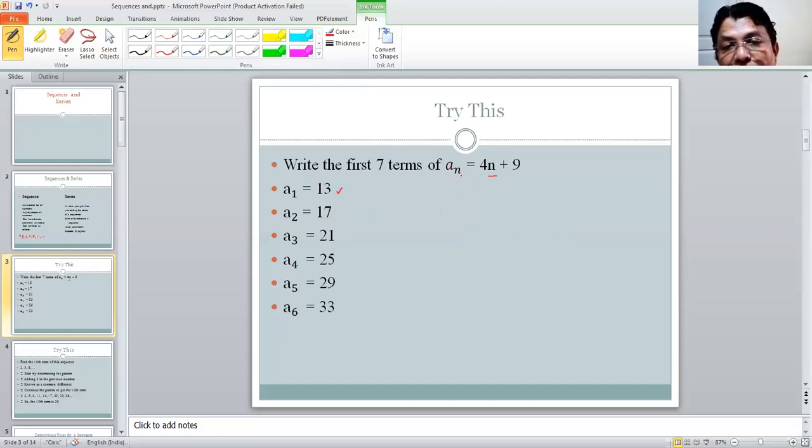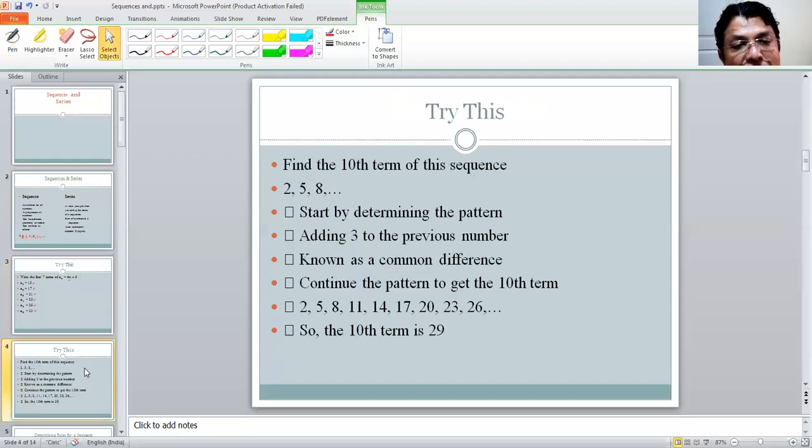If I want to get a2, that means the second term, 4 into 2, that is 8, plus 9, that will be 17. So my second term is 17. If I put n equal to 3, 4 threes are 12, plus 9, that is 21, and my a3 is 21. Same way, I'll get a4, a5, a6 as 25, 29, and 33 just by putting n equal to 4, 5, and 6. Okay, let's move ahead.